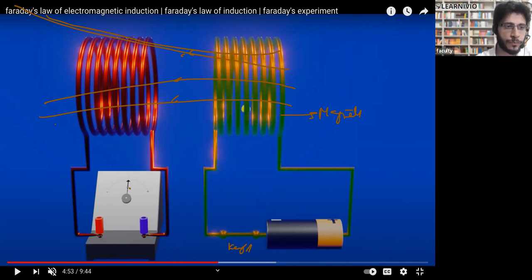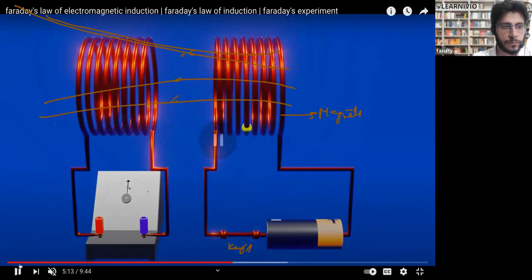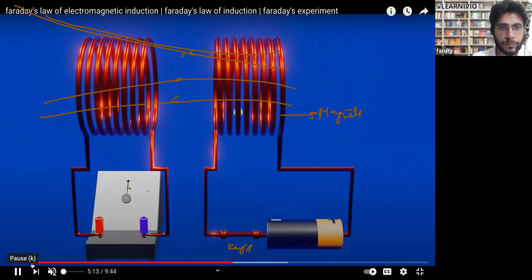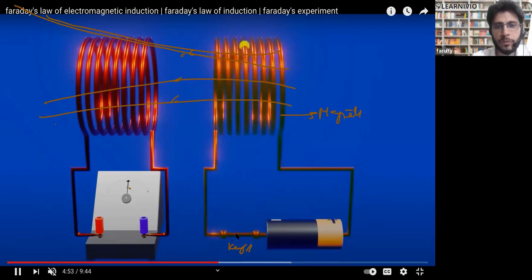But see now, what he did is he just switched on the key. As soon as he switched on the key, you can see the deflection. There is a deflection here. As soon as he switched on the key, there is a deflection in the galvanometer. The current is flowing. There was no deflection, but when he switched on the key, there is some deflection. See, what's the cause of this deflection?